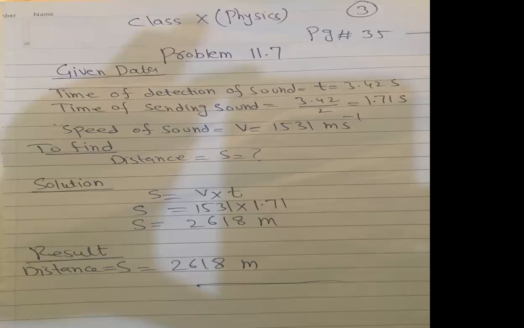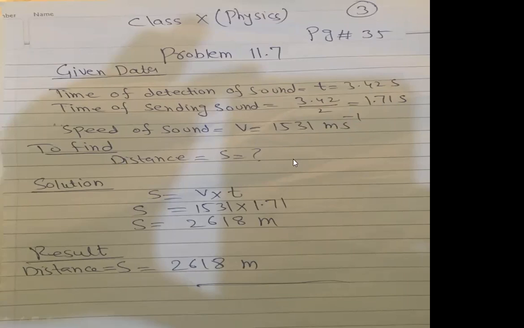So what is given to me in this problem? Time of detection of sound, noted with small t, which is 3.42 seconds. As we discussed in the earlier two numericals, I divide this by two, since it is the two-way time, to get the one-way time. 3.42 divided by 2 is 1.71 seconds, the one-way time required. Speed of sound is V is equal to 1531 meters per second.